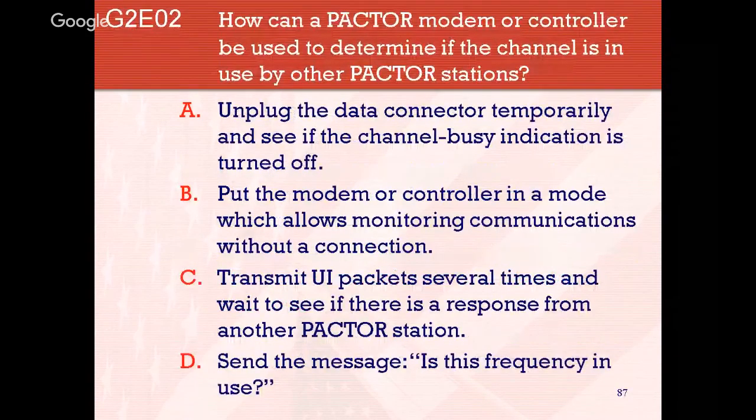So how can a PacTor modem or controller be used to determine if the channel is in use by other PacTor stations? What you really need to do is put the modem or controller in a mode which allows monitoring communications without a connection. And again, you won't be able to connect to them. If you're listening in to a communication between two PacTor stations, you're not going to be able to connect to them, but you can monitor it.